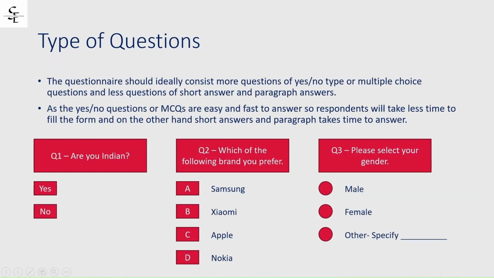The next point is type of the questions. The questionnaire should ideally consist more questions of yes or no type or multiple choice questions, and less questions of short answers and paragraphs. As the yes or no questions or multiple choice questions are easy and fast to answer, so the respondents will take less time to fill the form. And on the other hand, short answers and paragraphs take more time to answer.